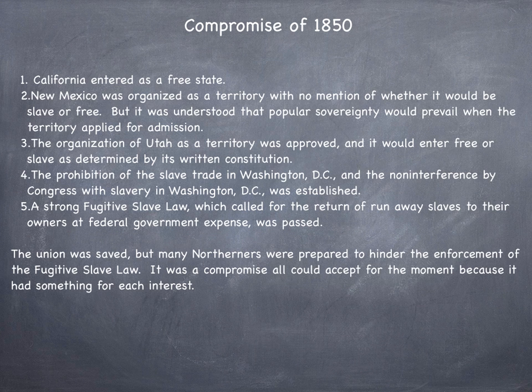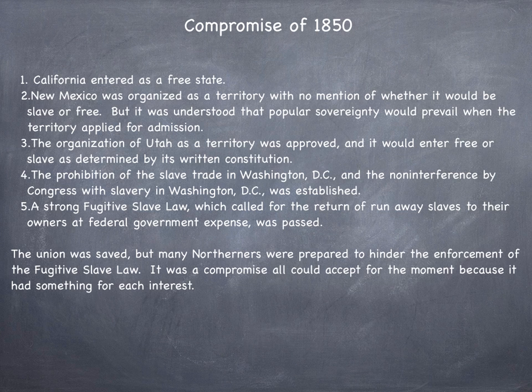1. California was entered as a free state. 2. New Mexico was organized as a territory with no mention of whether it would be slave or free, but it was understood that popular sovereignty would prevail when the territory applied for admission. 3. The organization of Utah as a territory was approved, and it would enter free or slave as determined by its written constitution. 4. The prohibition of the slave trade in Washington, D.C., and the non-interference by Congress with slavery in Washington, D.C., was established.